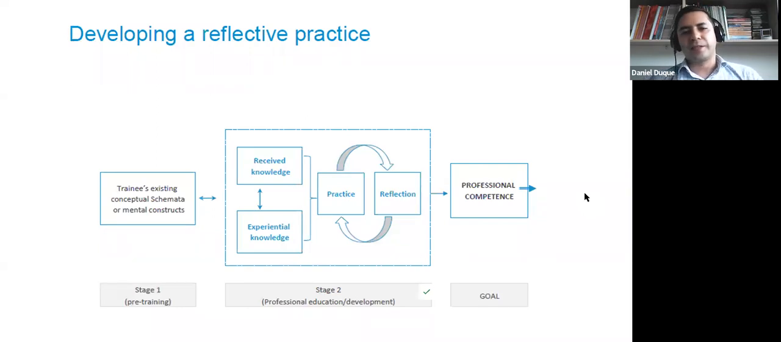So this chart might look confusing at first, but it's basically just analyzing where you are, receiving some knowledge mixed with your own experience, practice, reflect, and then that's going to produce professional competence, okay?